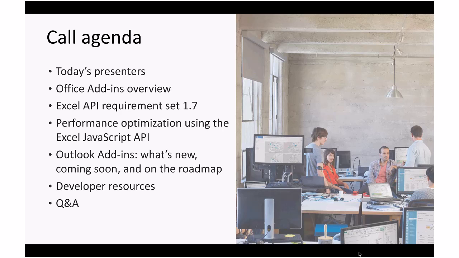First of all, we'll start with a high-level overview of Office Add-ins for those of you who are new, to set some good context for you. And then we'll dive into some exciting news about the Excel API changes coming up very soon to be available in production in requirement set 1.7. We'll learn some performance optimization techniques if you're using the Excel JavaScript API. And we'll take a look at what's new, coming soon, and on the roadmap for Outlook add-ins. And finally, we'll just take a look at some developer resources to make sure that you're all aware of how you can learn about Office add-ins and engage with us, the product team.